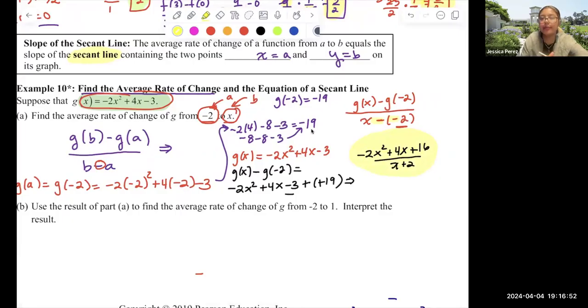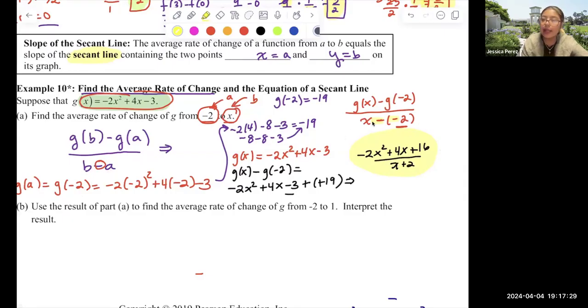So it took us a long time to identify this. Now that I have an equation, I have to plug in -2 for g, and I get -19. But then I have to plug in an x, which gives -2x squared plus 4x minus 3. Now I have to subtract them, because that's what the equation says: g of b minus g of a. That gives us -2x squared plus 4x plus 16, because I combined -3 and a positive 19, divided by b minus a. b is x, a is -2, but two minuses give me the plus.